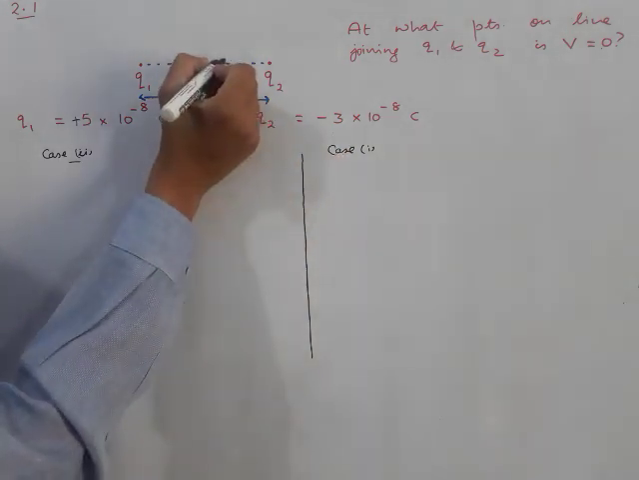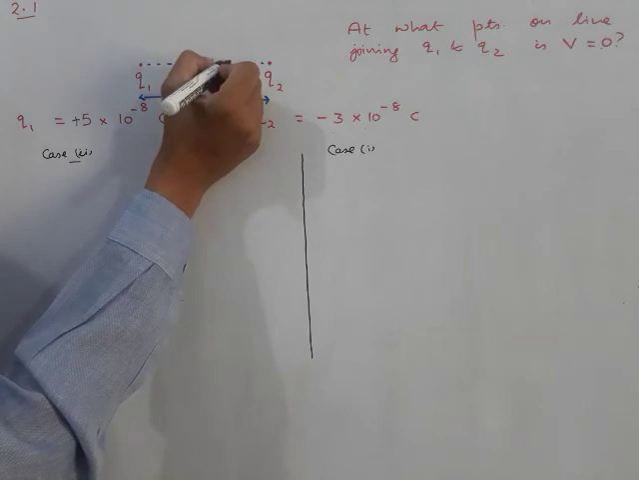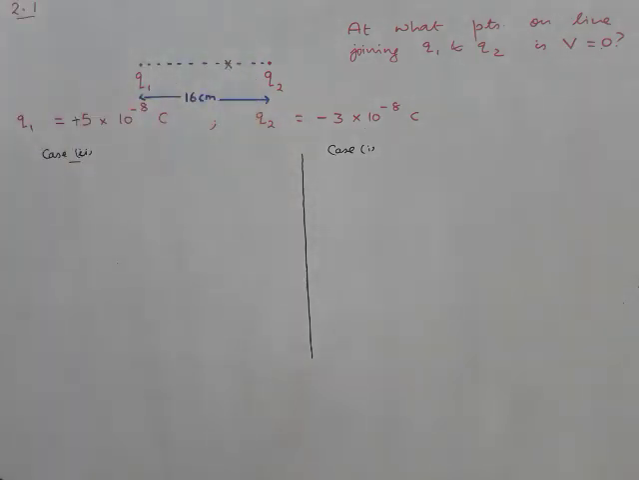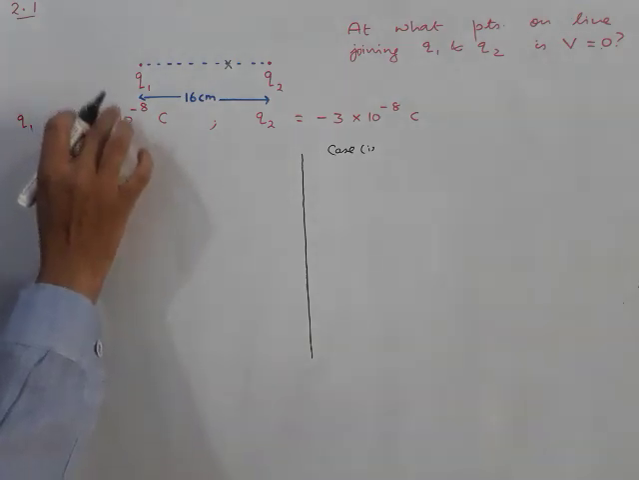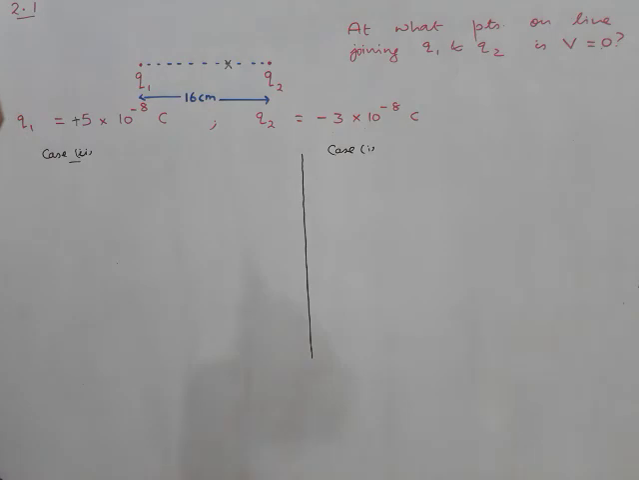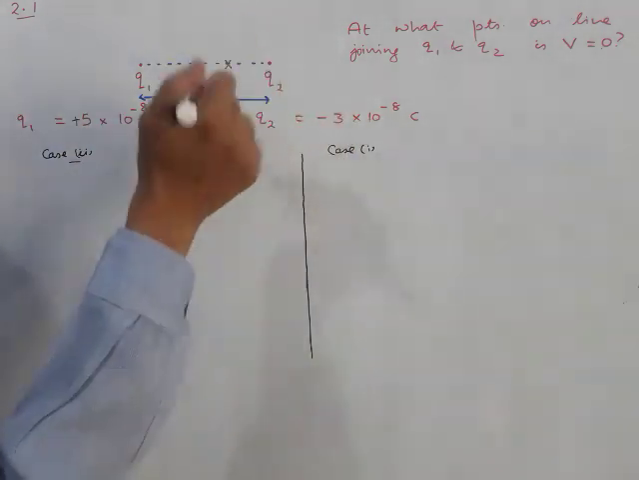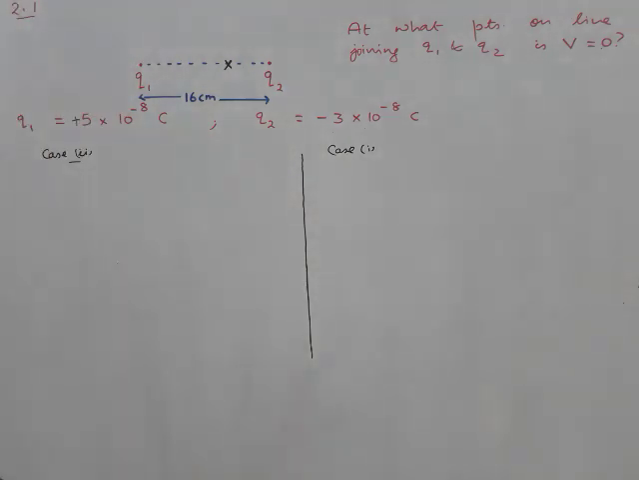Case 1, I choose the point to be somewhere in between Q1 and Q2. This point will lie closer to the charge having a smaller magnitude. Its magnitude is 5 into 10 to the power minus 8 units, and its magnitude is 3 times 10 to the power minus 8 units. The magnitude is smaller, so the point will be closer to that charge, as I have explained earlier while discussing this chapter.